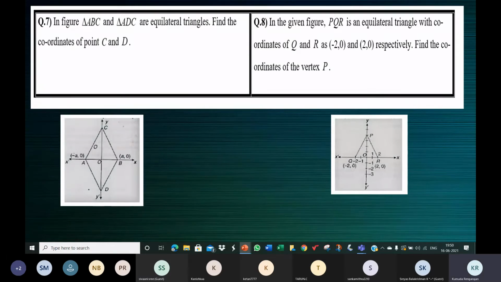I'm using the formula for finding an altitude of an equilateral triangle. No, first tell me the coordinates. What are the coordinates of the points C and D? For C, it's 0, root 3A, and for D, it's 0, minus root 3A.